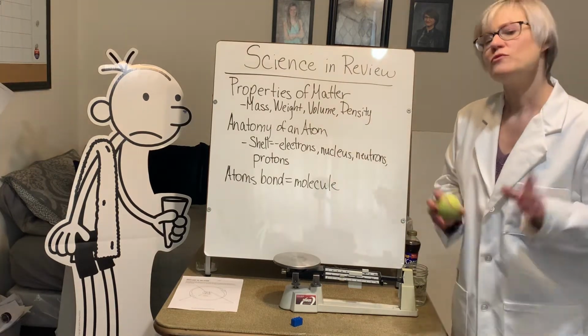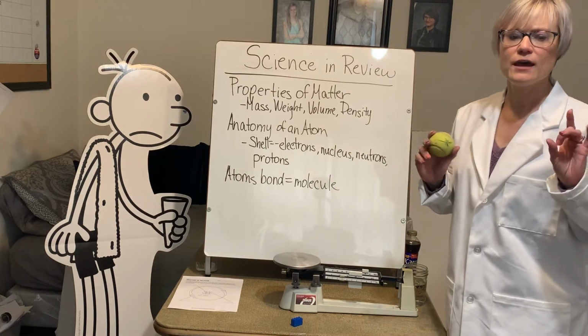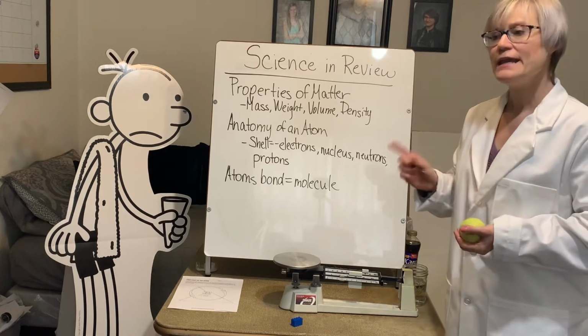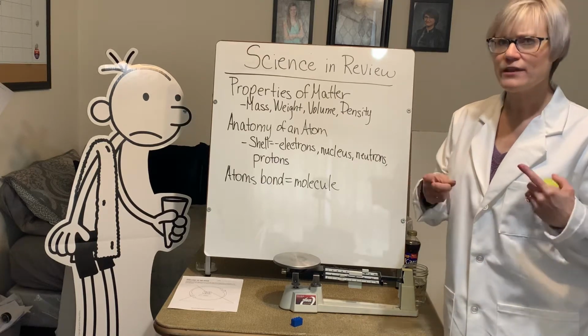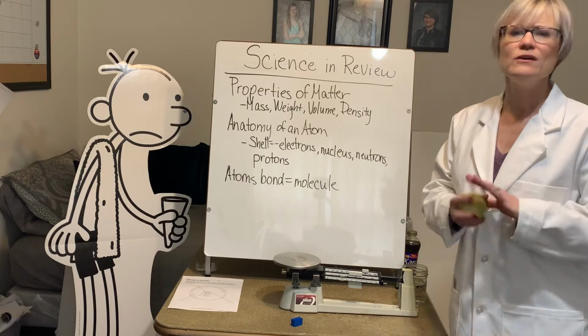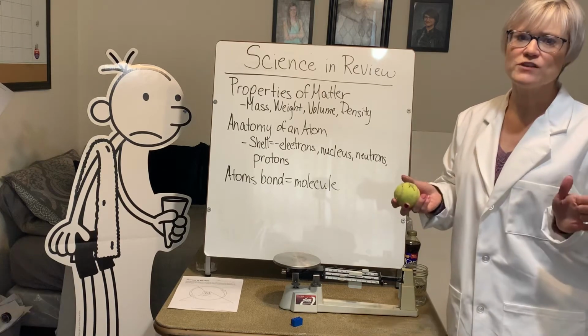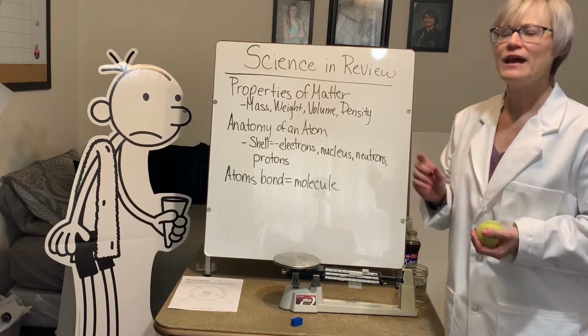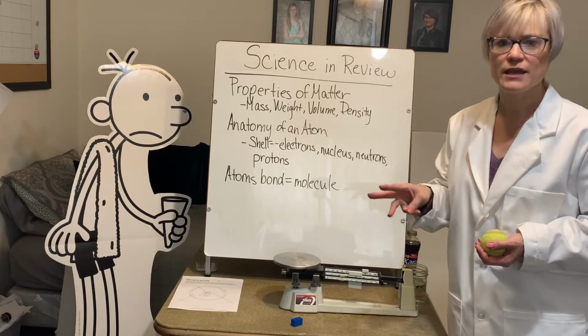Now, volume. We talked about finding the volume of an object. For something regular like a rectangular prism or a cube, it's really easy to find the volume. We've talked about that a lot in math. We have length times width times height.